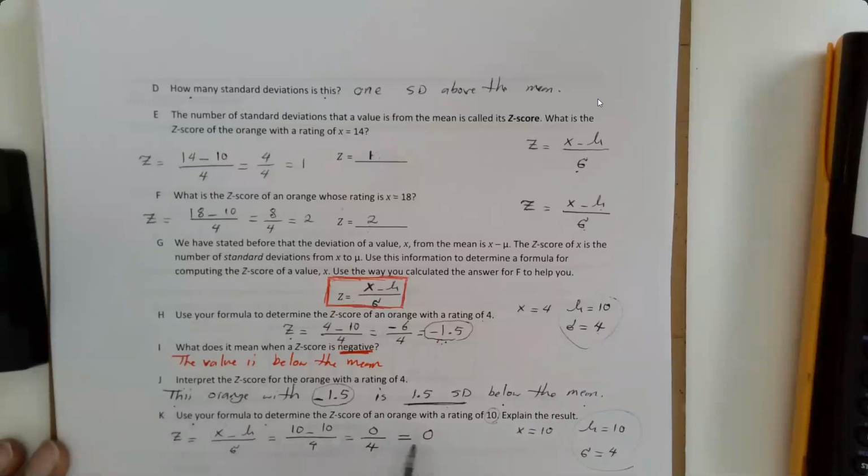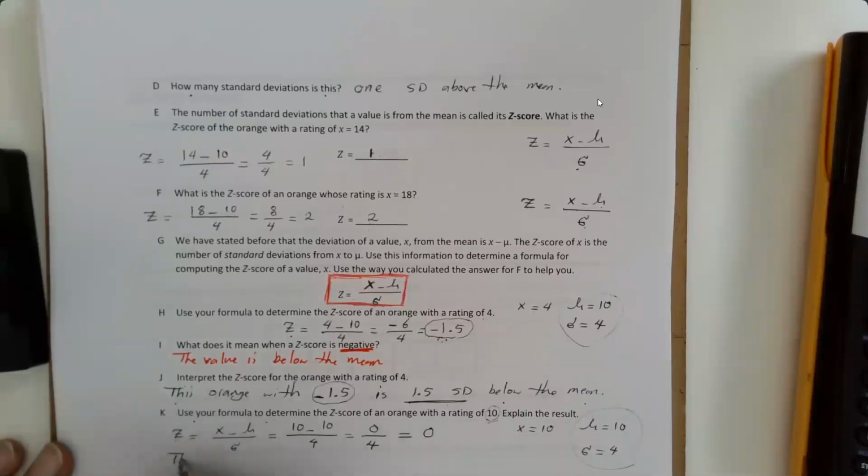Z-score is equal to 0. What's the interpretation? It means that this orange with a rating of 10 is 0 standard deviations from the mean. It means that this orange is our typical orange. This orange is a typical orange.